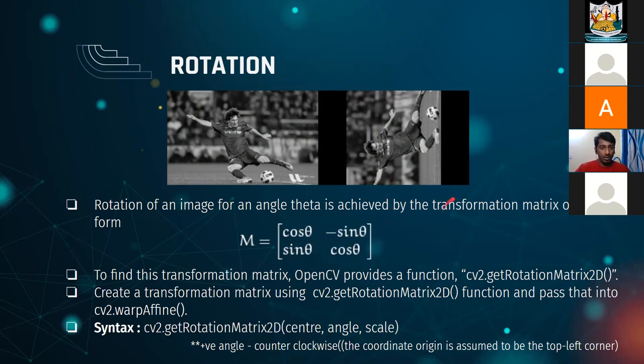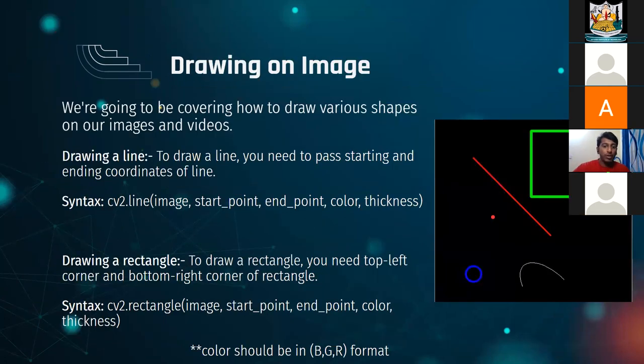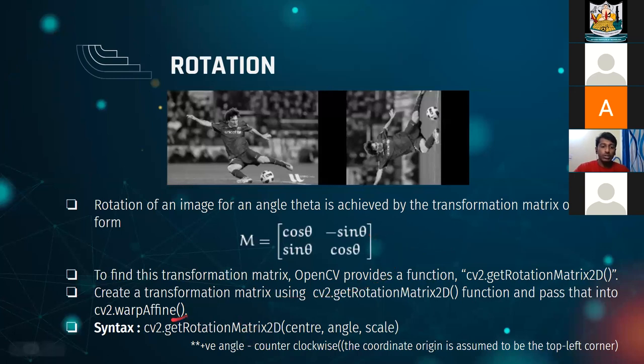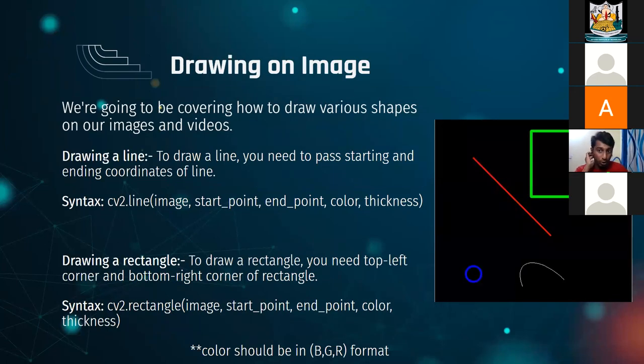OpenCV does a lot of things for you. It provides a function called get rotation matrix. It just takes the angle you want to rotate and about what point you want to rotate. Like, I want to rotate about center, I want to rotate about this point. There are various points about which you can rotate. So once you are done with rotation, you can similarly apply that to warp affine. Warp affine applies the matrix on the image. So next we'll see how to draw on the images.